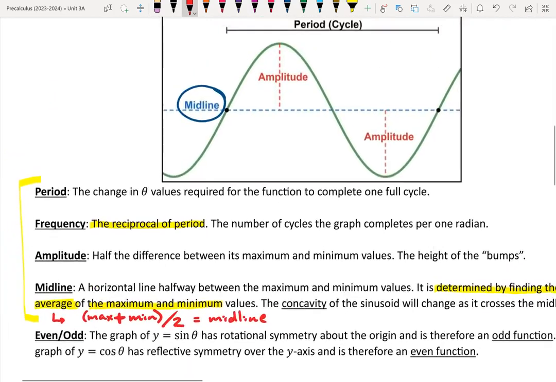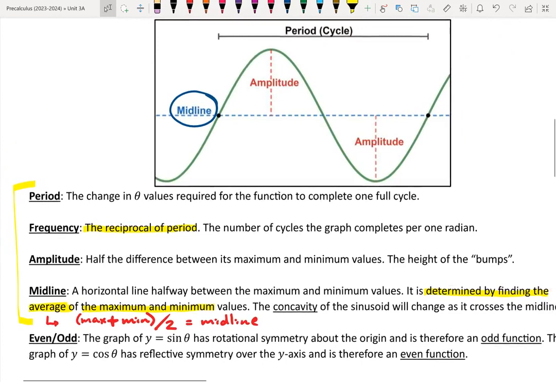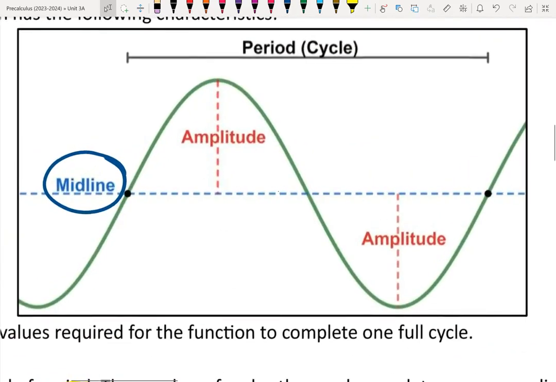All right, another interesting characteristic is that the concavity of the sinusoidal function will change as it crosses the midline. So if we look at this chunk right here, is this concave up or concave down, the part I just highlighted? Concave down, and then it changed after the midline. What is it now? Concave up, right? So every time we cross the midline, we change concavity. Those are going to be our points of inflection when we change concavity.